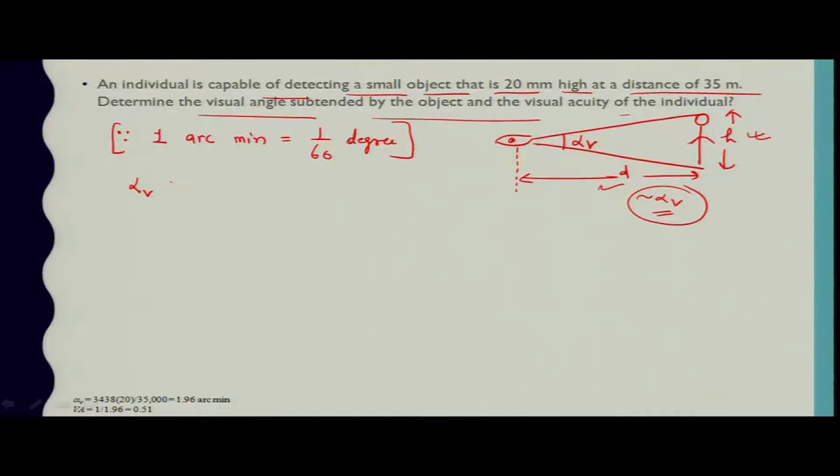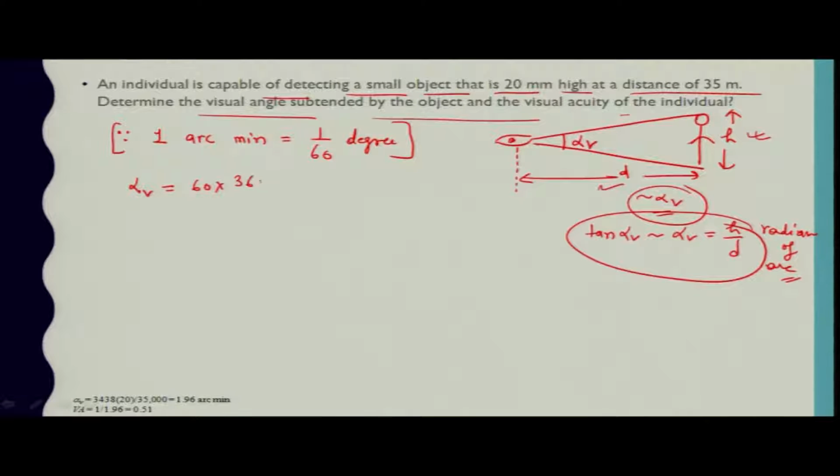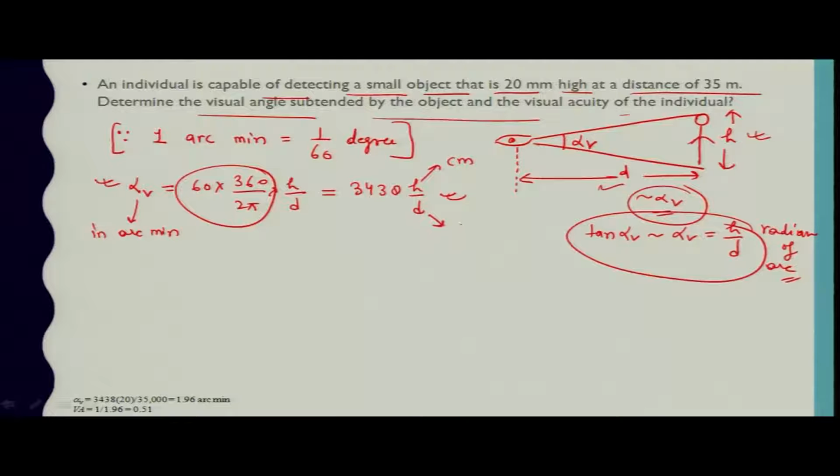So alpha v is very small, so alpha v equals h by d, if expressed in radians of arc. If you have to convert it into arc minutes, we multiply by 60 into 360 by 2 pi into h by d. After multiplying, that comes out as 3438 h by d. So this is alpha v in arc minutes, where the height of the object and the distance d from the eye are expressed in the same unit.